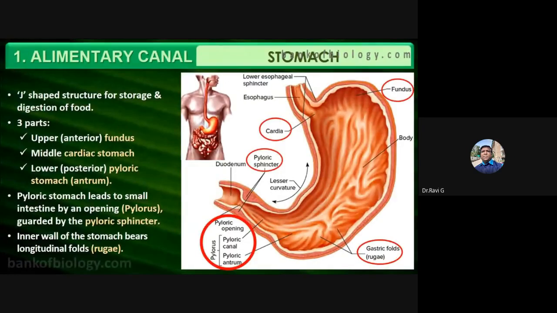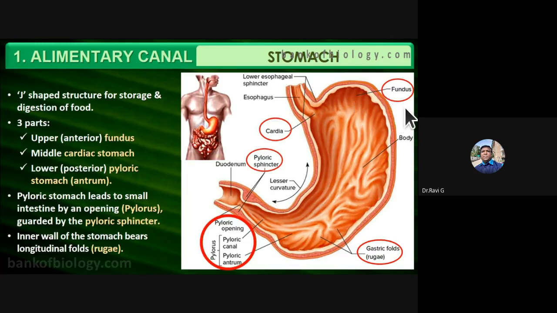The next part is the stomach. We have a J-shaped stomach, which is for the storage and digestion of food. Can you look at this J-shaped stomach? The structure is meant for storage and digestion of food. It is almost like a reservoir of food. Both are functions of this J-shaped structure called the stomach. The esophagus opens into the stomach.